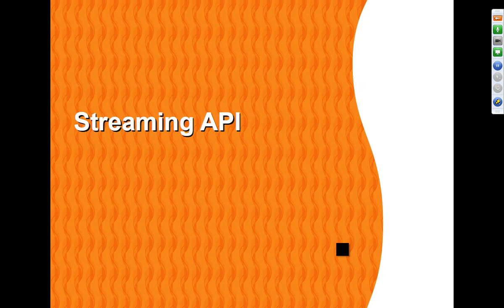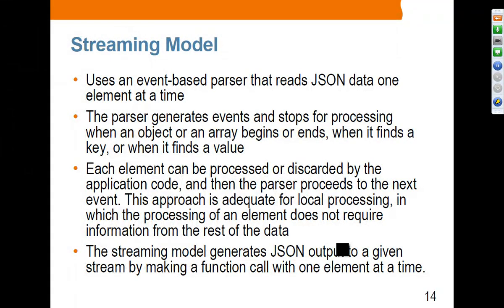The other API model is the streaming API, so that's what we are going to learn. It uses an event-based parser that reads the JSON data one element at a time. Again, this is like SAX in XML parsing, in which you're reading one item each time, and each item is actually generating an event.